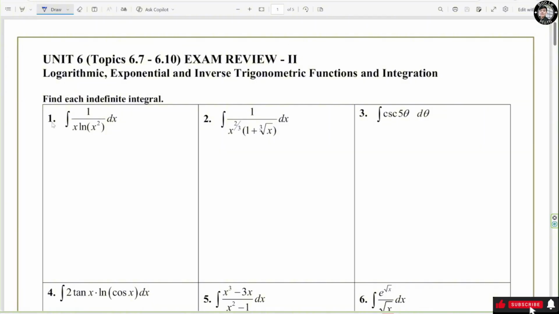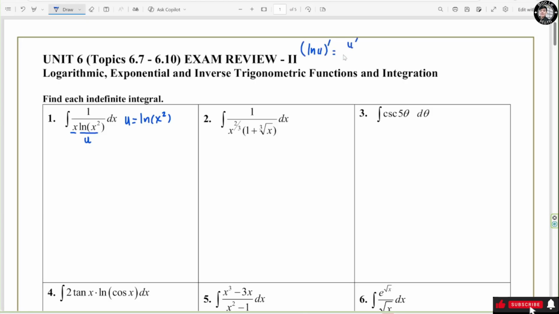Now question 1. We need to find the antiderivative of 1 over s ln s squared ds. Alright, so we look at this one. We have two expressions right here. The first one is going to be ln s squared, and the second one is going to be s, right? This one is more complicated, so we're going to let this one be u, right? So we let u be ln s squared, right? And we use the formula for the derivative of ln of u.